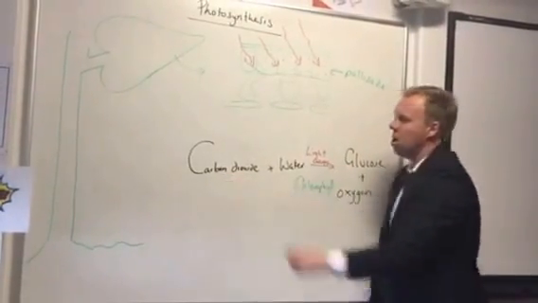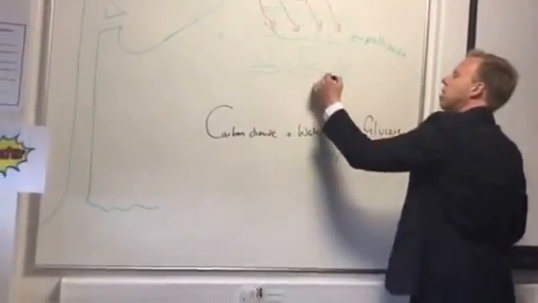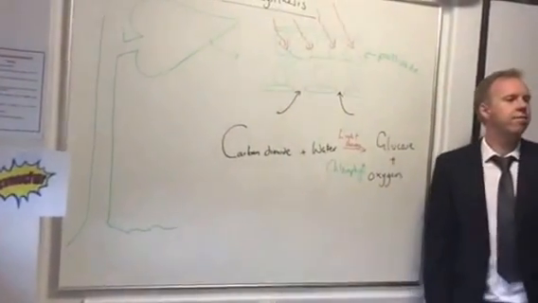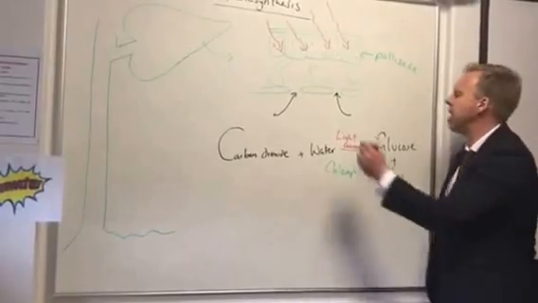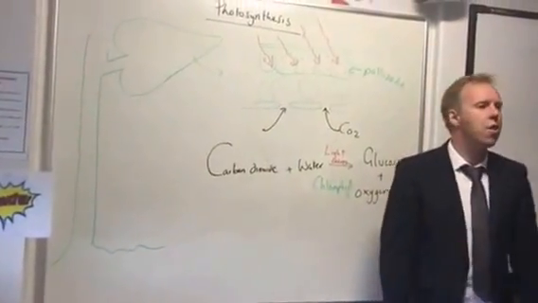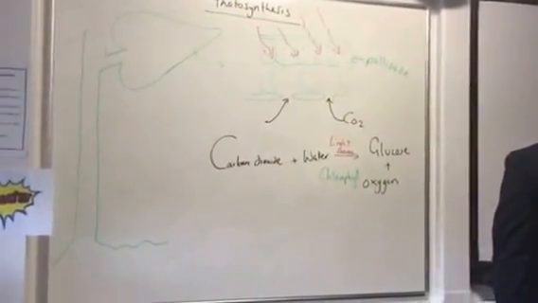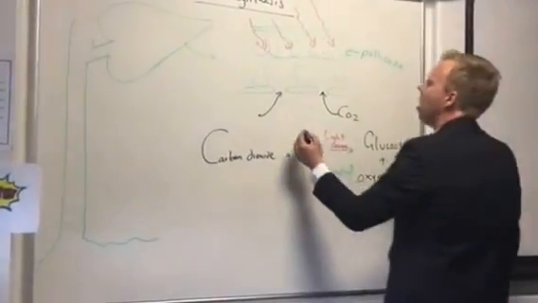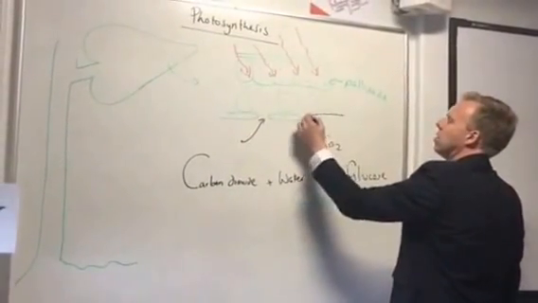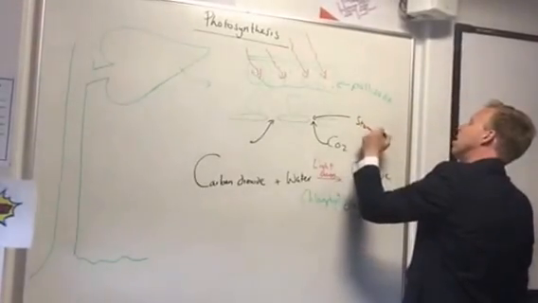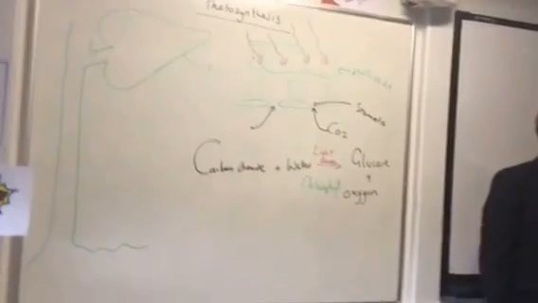So two more. Where does the carbon dioxide come from? Simple answer: in the air that surrounds us. And can anyone tell me what these holes are through which CO2 enters? Stomata, well done. The holes in which they enter are called stomata. So the picture's building up.